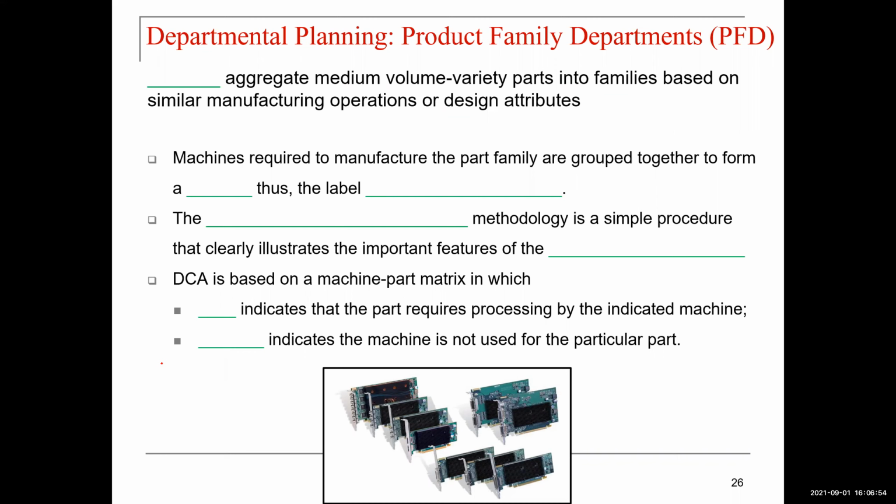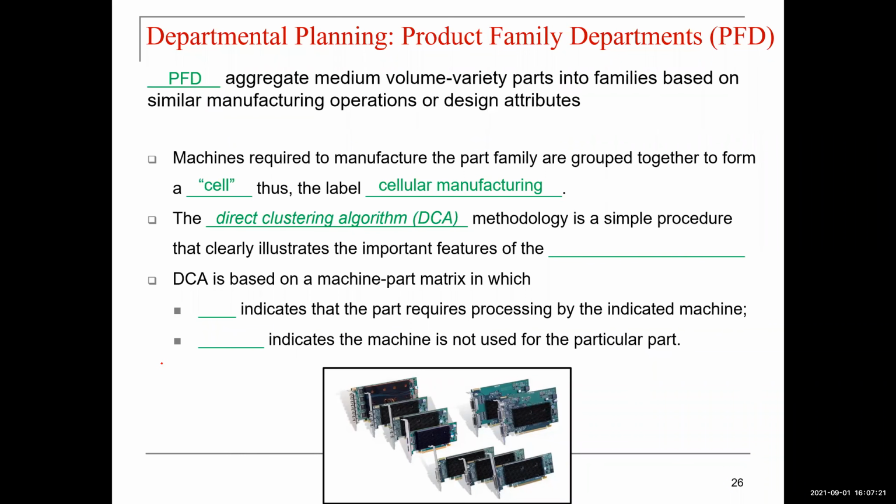So, departmental planning, product family departments. Product family departments aggregate medium volume variety parts into families based on similar manufacturing operations or design attributes. Machines required to manufacture the part family are grouped together to form a cell, thus the label cellular manufacturing.